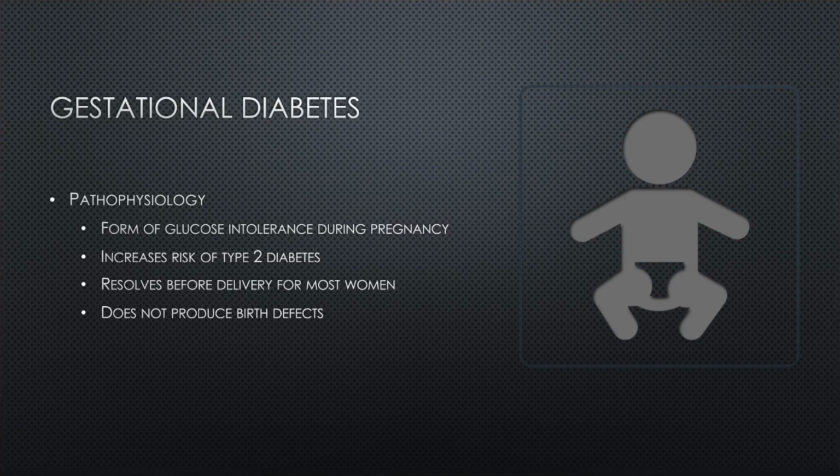They actually do this test where the woman will drink glucola, or a sugary water, at some point and then get a blood test to see if they have gestational diabetes while they're pregnant. They have an increased risk of type 2 diabetes, as I just said, and it resolves before the delivery for most women. It's usually diagnosed at 28 weeks gestation, and it peaks in the third trimester. Hormones produced by the placenta may impede the function of insulin. This could be the cause, and the condition does not produce birth defects, other than typically a larger baby. Women with gestational diabetes typically have larger babies at birth.